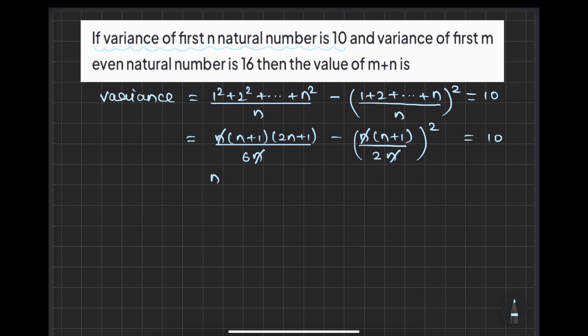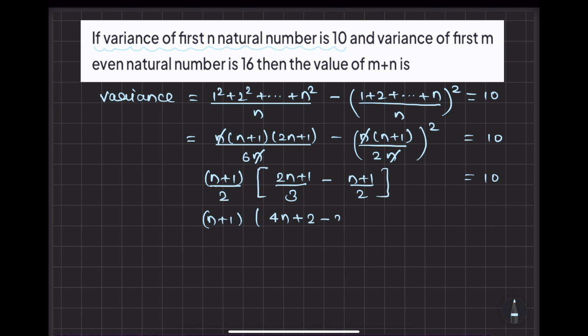Now can I take (n plus 1) by 2 common? We will be left with (2n plus 1) by 3 minus (n plus 1) by 2 equals 10. So we got n plus 1, then we have 4n plus 2 minus 3n minus 3. This is 6, 2s are 12, so it is 120. Okay, now it is (n plus 1)(n minus 1).